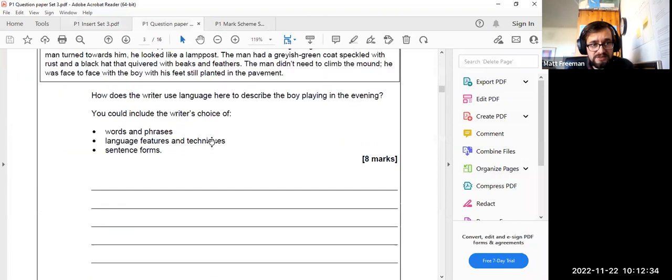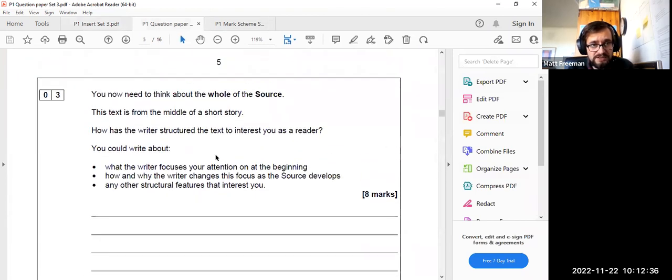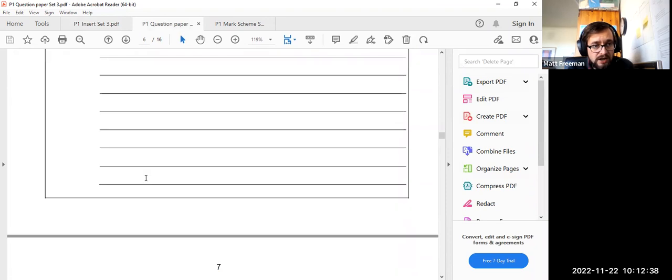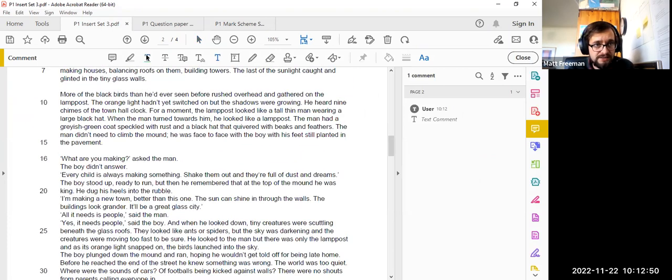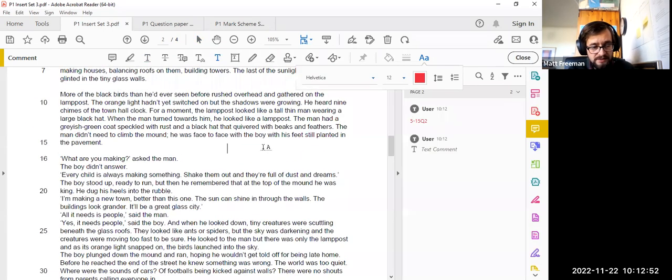I also know, for instance, that question 4, having read the question, is about the extract where the boys' game came to life takes a darker and more chilling tone. So before I even read the extract, what I can do is look at line 16. I can go through and make myself a little note here. And that's just a handy little memo for me.